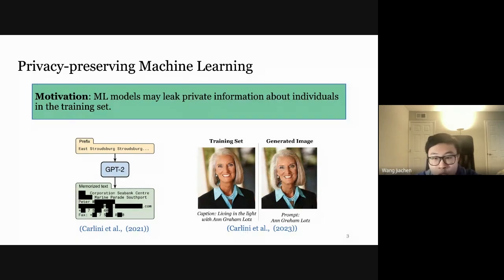While modern machine learning models are powerful, they require good training data to be effective. However, the training data may contain private information about individuals, which raises the concern that the ML model may leak the private information about individuals' training data. For example, large language models have been shown to leak personal information about individuals in the training set, such as their phone number. And generative models have also been shown to be vulnerable to privacy attacks, where the attackers can use these models to reconstruct images of individuals in the training data. As a result, there's a growing need for privacy-preserving machine learning techniques.